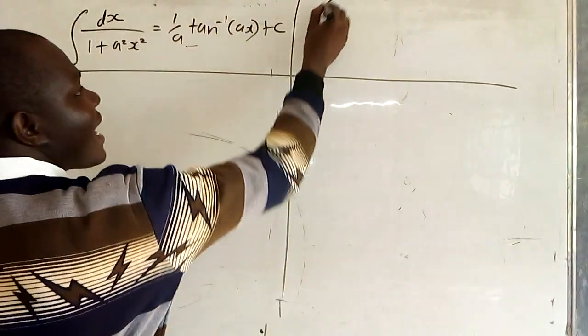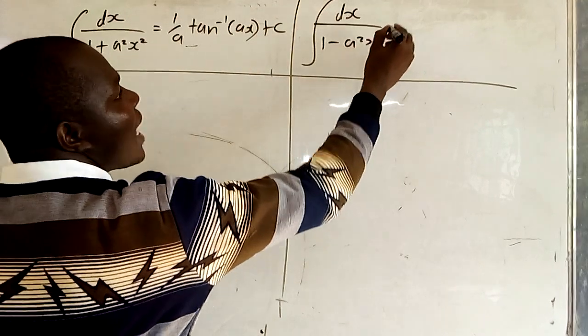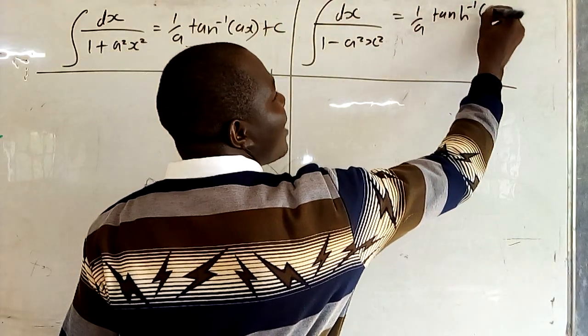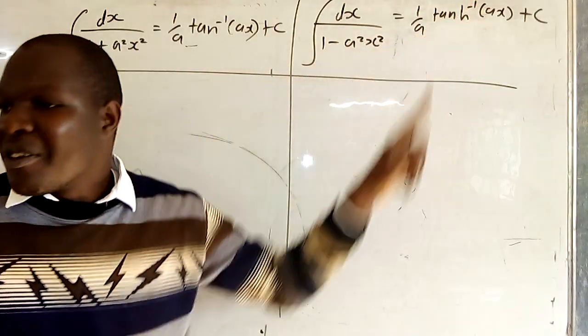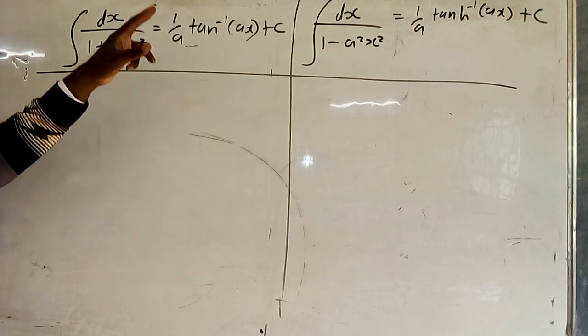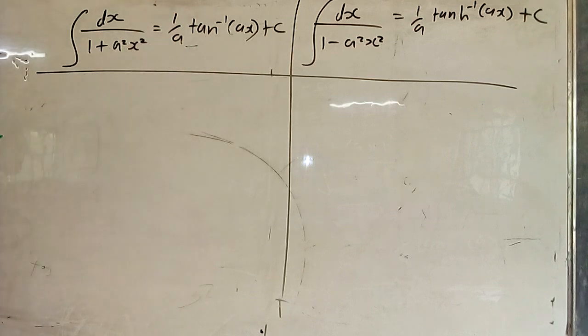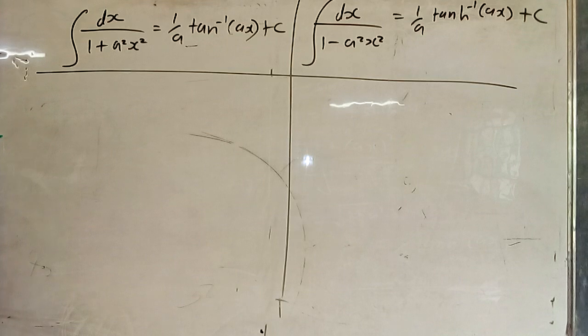So if you integrate dx over 1 plus a squared x squared, you are supposed to get 1 over a tan inverse of ax plus c. Whether the sign between them is positive or negative, it is tan inverse. Remember, you are putting 1 over a because in differentiation you multiply by the derivative of the inner function, but in integration you divide by the derivative of the inner function. The inner function is x, the derivative is a, so you divide by a. Are we together?